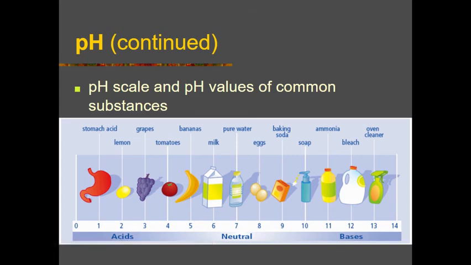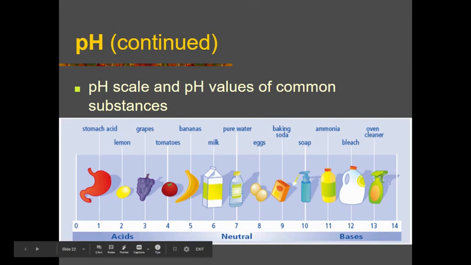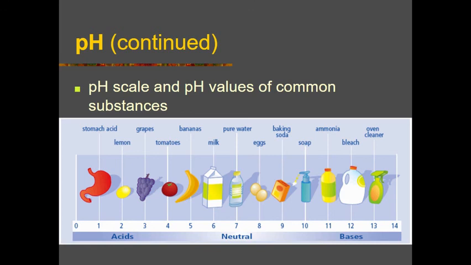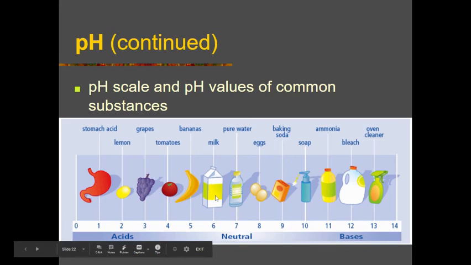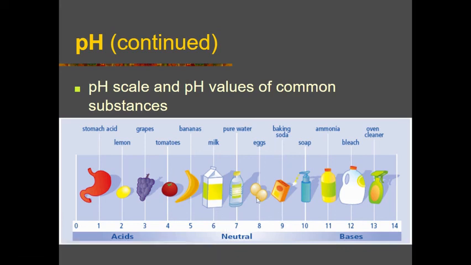One last thing about the pH scale is if we combine acidic substances and basic substances, they are going to come closer towards the center and become more neutral. So if we took something that was a pH of 6 and something that was a pH of 8, if we combined those, we'd end up with a neutral substance with a pH of 7.